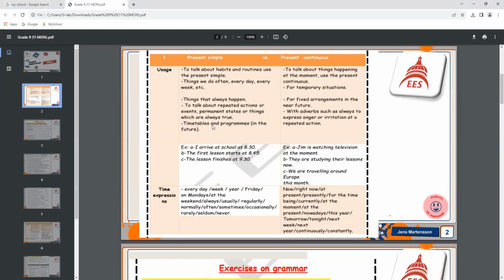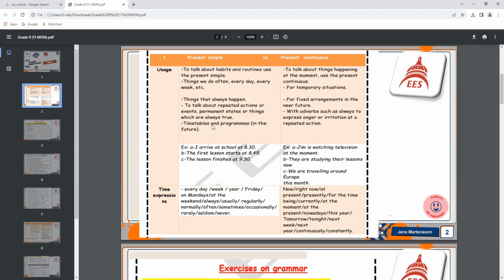What is a permanent state? I can say my dad works as a teacher, or he is a teacher. This means it's permanent, it's his job. He can't become a doctor maybe next week. No, he is a teacher. He works as a teacher.